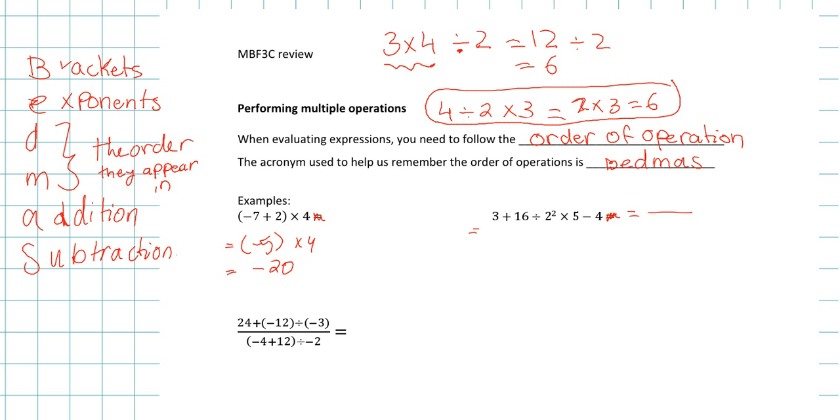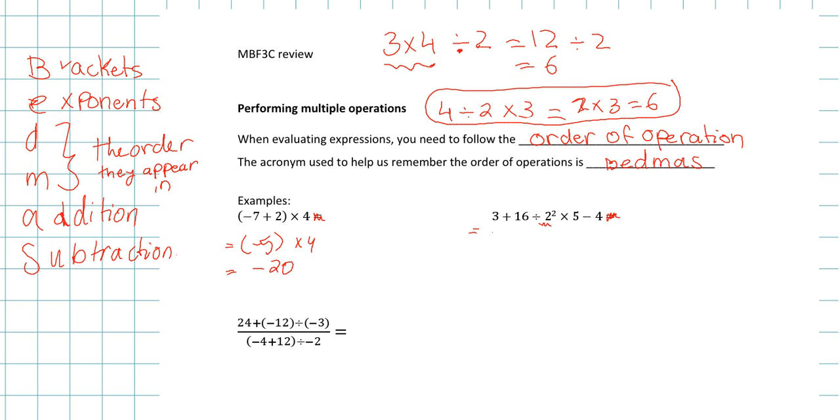The exponents, right? So you see that I don't have any brackets, so I'm gonna skip the bracket step, okay? I'm gonna have to go to the exponent, so I have to find what 2 squared equals to, right? So I write everything else the same, so 3 plus 16 divided by 4 times 5 minus 4.